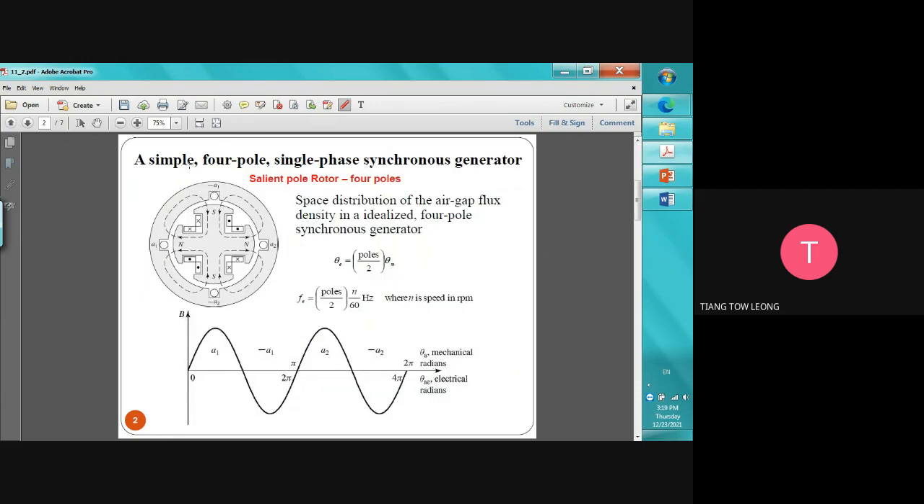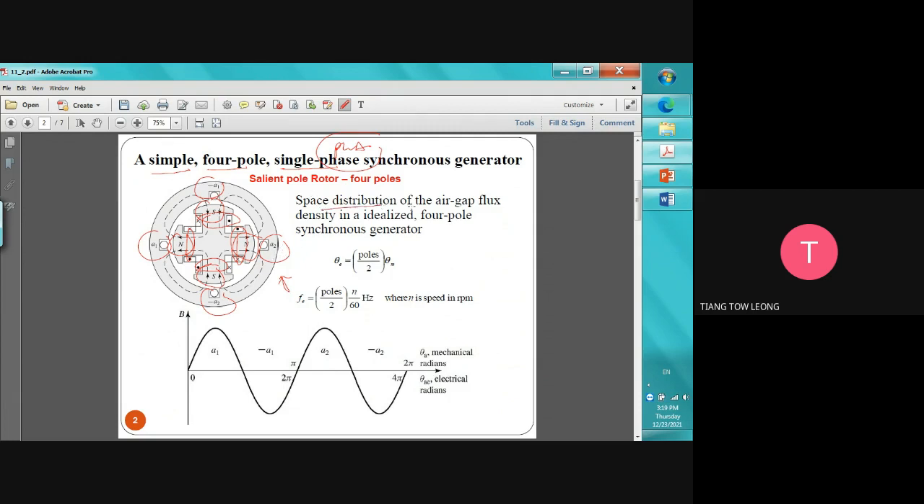So then we extend to four pole, a simple four pole single phase synchronous generator. Single phase means we only have phase A. Four pole is one pole, two pole, three pole, four pole, so one coil, two coil, three coil, four coil. All are field excitation. And then phase A, single phase, A1, A2. Even though there's different numbering, it's still under single phase.